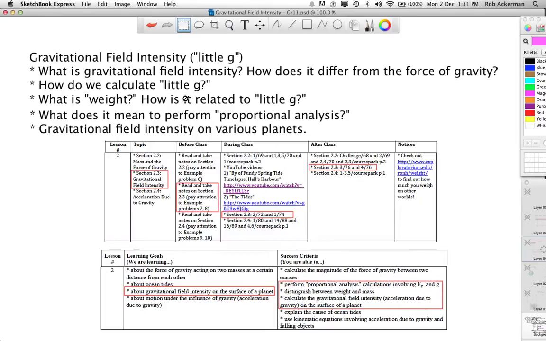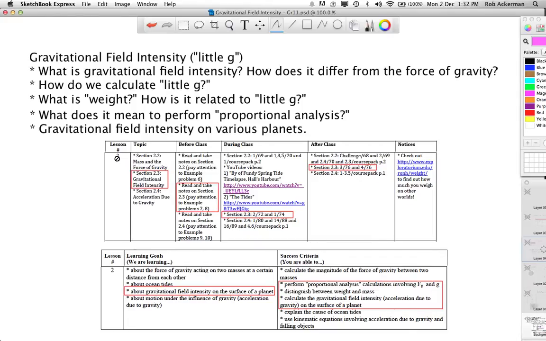Thanks for watching. The topic of today's video is gravitational field intensity, also known as little g, as opposed to the big G that we've been talking about in the force of gravity formula. Today we're going to cover a number of questions that you can see at the top of the screen here, so please, in a moment, pause the video and have a look at what those are.